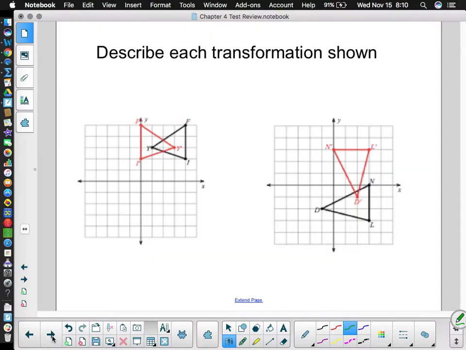Describe the transformation. Okay. First thing you want to do, before you start these problems, is look at the picture and decide, is it enlarged or reduced? Because if it is, you know it's a dilation. If it's not enlarged or reduced, dilation is out the window. It's the same size, you know it's a reflection, a translation, or a rotation.